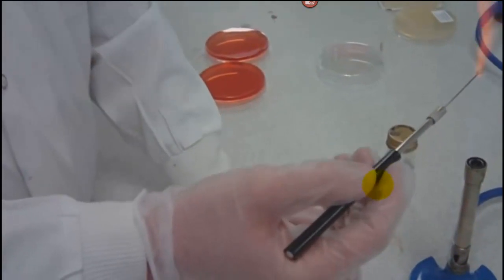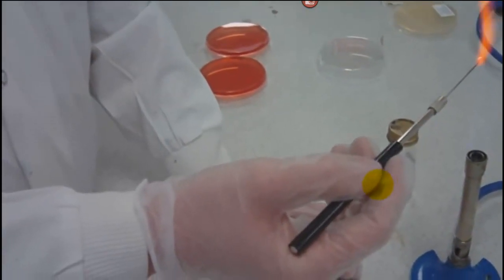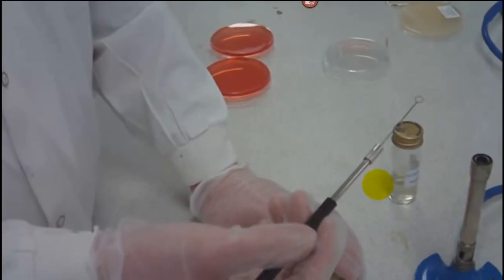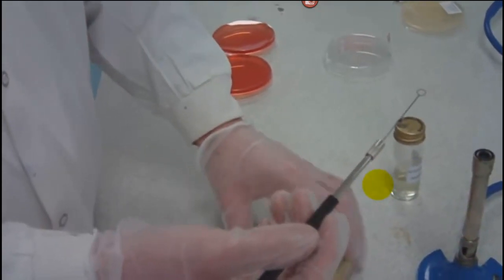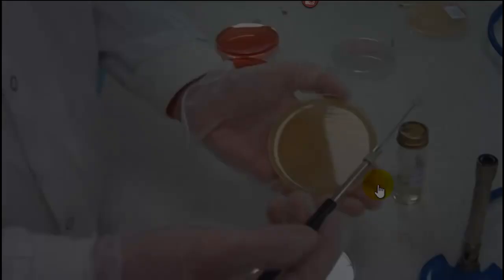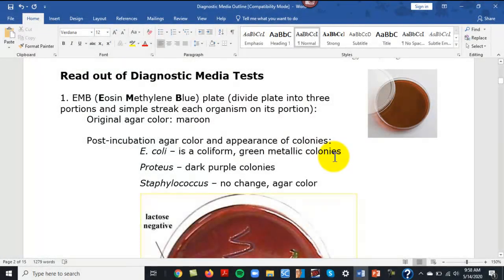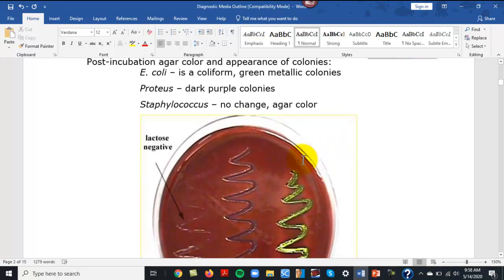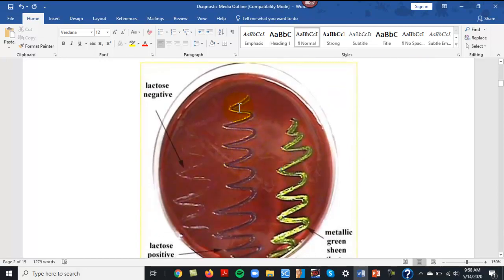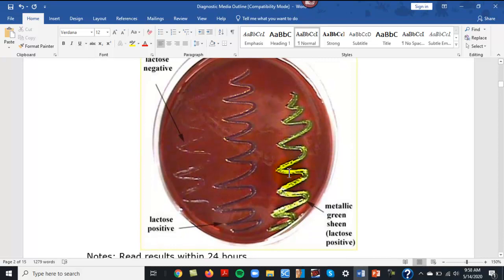So when you think of these diagnostic media plates, just think of this person taking their loop and putting microbes on the surface of the agar. So now that you saw what he was doing, you would do the same thing with this. You would take a loop and make little streaks like this. Now this one was done on purpose to demonstrate all three of the possibilities.